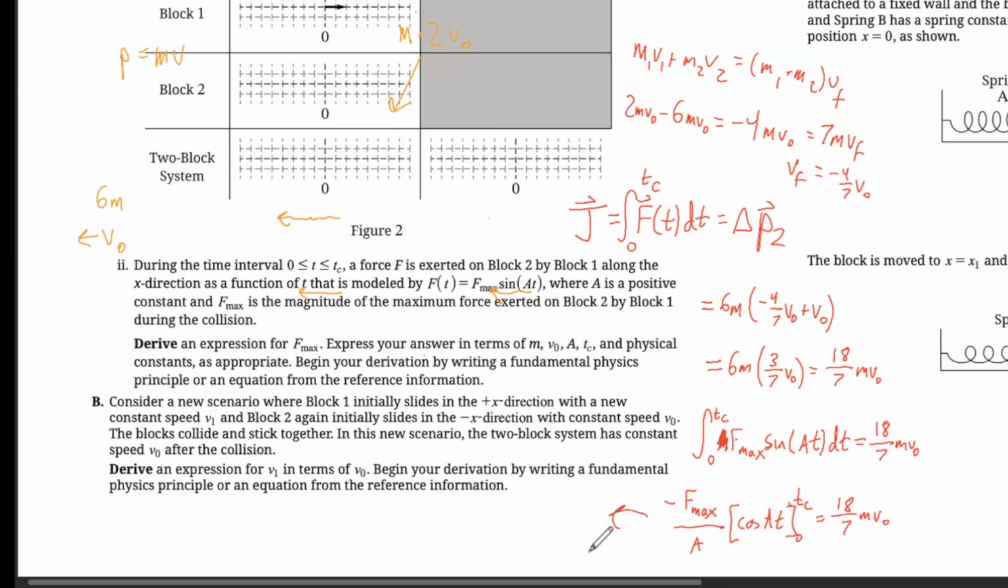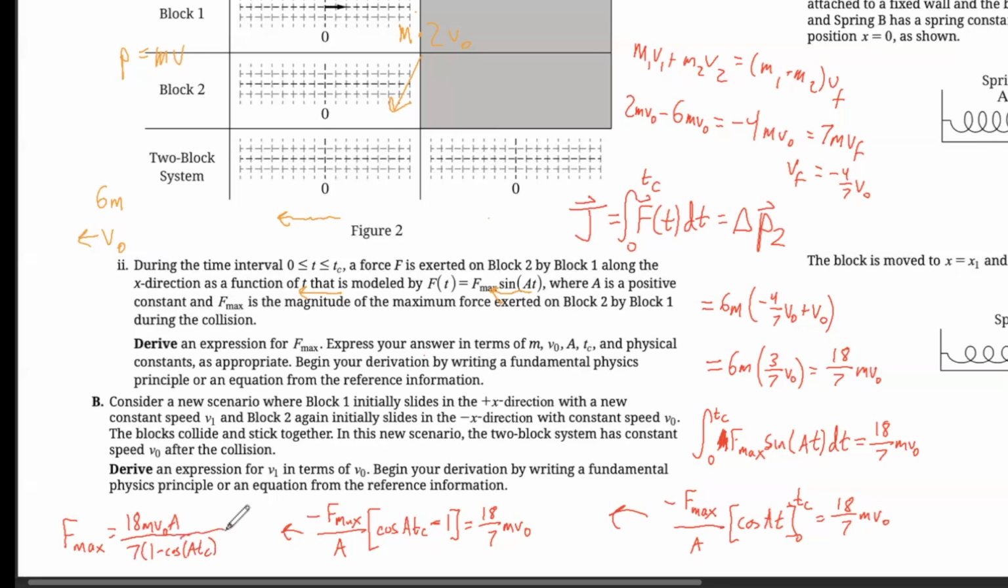So then that is going to tell us that negative f max over a times cosine of ATC minus cosine of 0, which is 1, equals 18 over 7 mv0. This is not hard. It's just tedious. So that means that F max equals 18 mv0a over 7, 1 minus cosine of ATC.